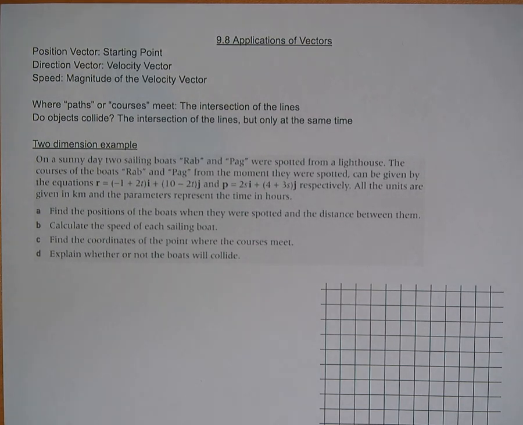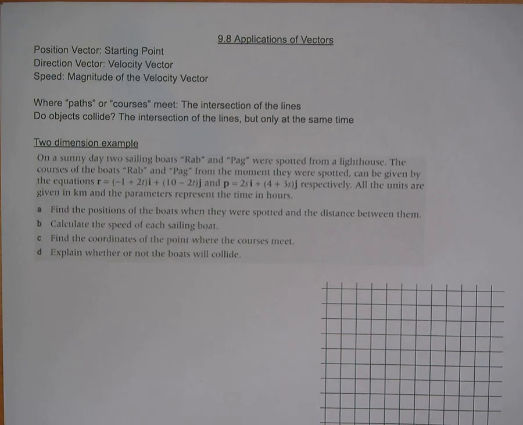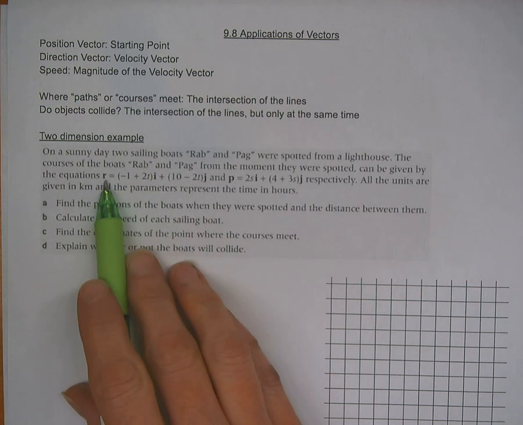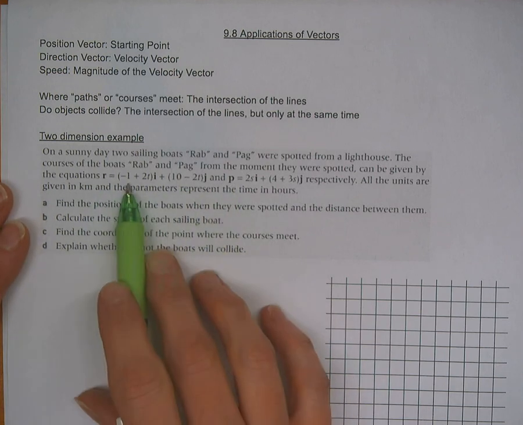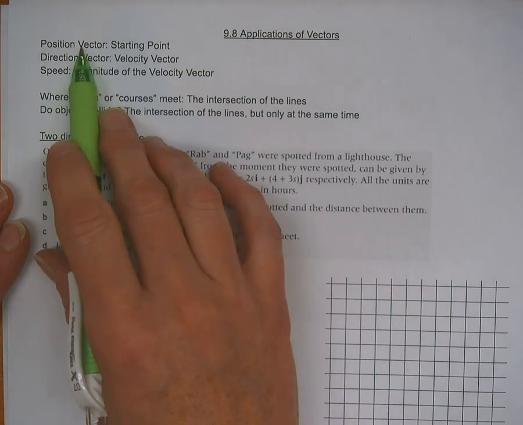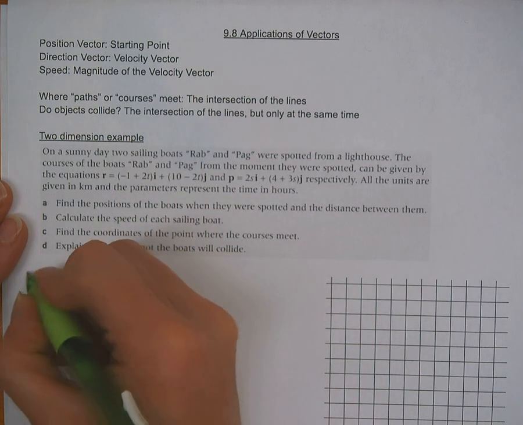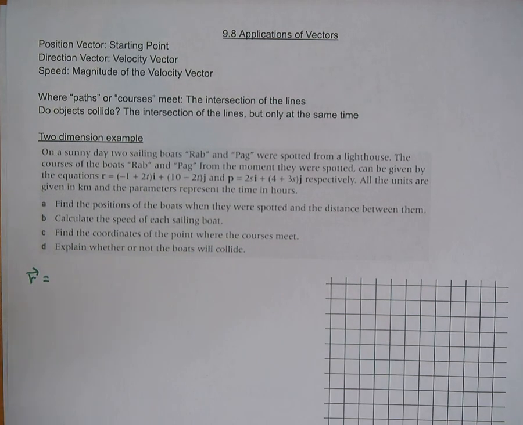Okay, let's jump into an example. We've got a two-dimensional example to start with. On a sunny day, two sailing boats, Rab and Pag, were spotted from a lighthouse. The courses of the boats Rab and Pag from the moment they were spotted can be given by these two equations. So we have equation R and equation P. Now, I want you to notice that they do not have it written as the position vector plus the parameter times direction vector. They actually have it kind of mixed up from what we're used to. But we can actually change that ourselves.